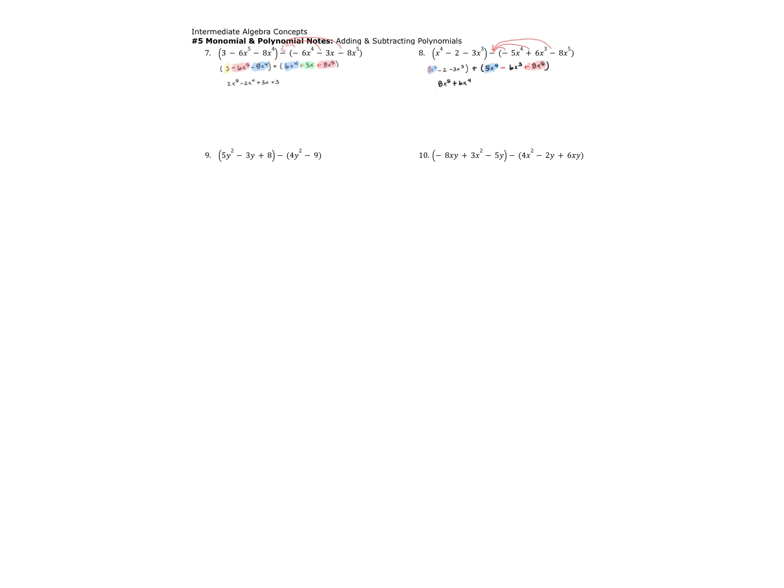And I'm looking at anything to the third. I have negative 3x to the third and a negative 6x to the third. So if I have negative 3 plus negative 6, that's going to give me a negative 9x to the third.